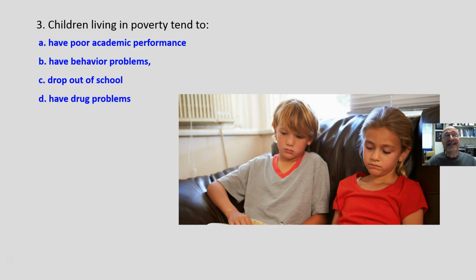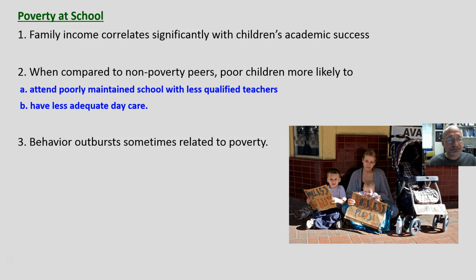Children living in poverty tend to have a greater than average tendency toward poor academic performance, behavior problems, dropping out of school, and drug problems. Now, these things are cyclical, meaning that they tend to rule out college, meaning that they tend to have a lower level of income, leading to more poverty. And it's not always that people living in poverty are less able, but people living in poverty have a lot more issues to deal with, and poverty does affect cognitive development and emotional development.